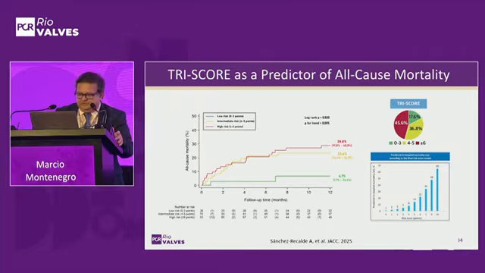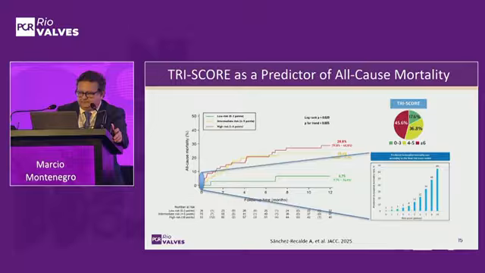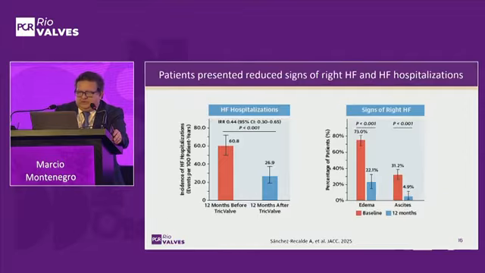But it's important to understand that the TRI-score is for in-hospital mortality, not at the end of 12 months, a year. So when we compare, low risk is up to 3, would be 5% in hospital, and at the end of 12 months we see 6.7%, as we can see here, and it's a good result in a group of high-risk patients. Some other data: the patients presented reduced signs of right heart failure and heart failure hospitalization.